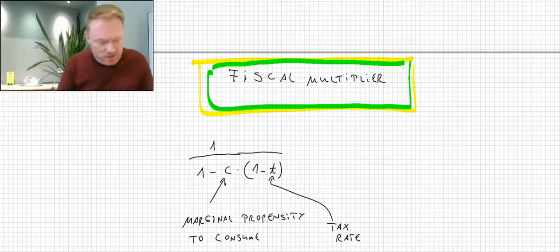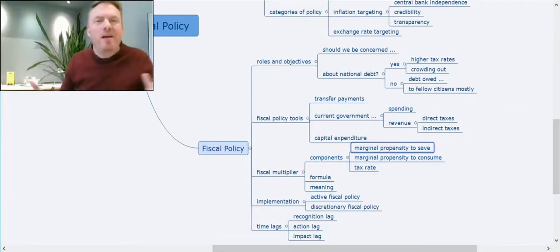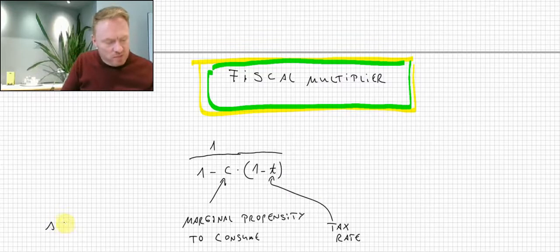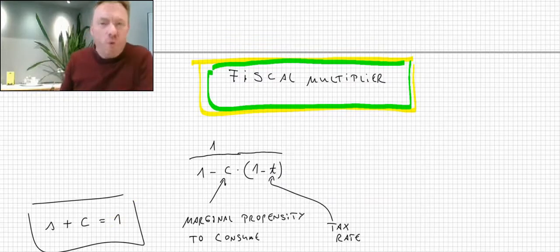But there's a third one, because in the mind map I wrote that there are three: the marginal propensity to save just as well. Why? How come? Because we cannot see any lowercase s there. But it is always true that the marginal propensity to save plus the marginal propensity to consume is 1. The sum of those two components always equals 1.